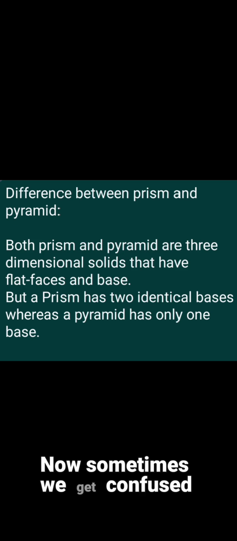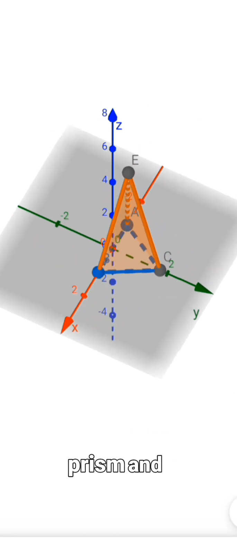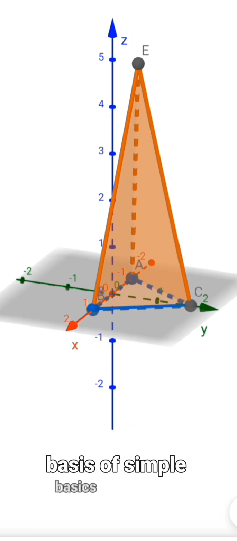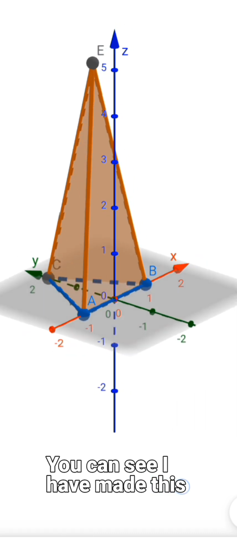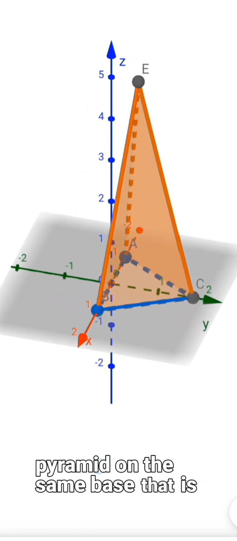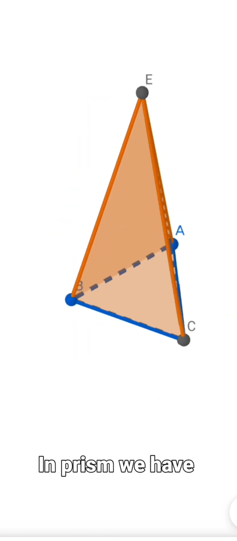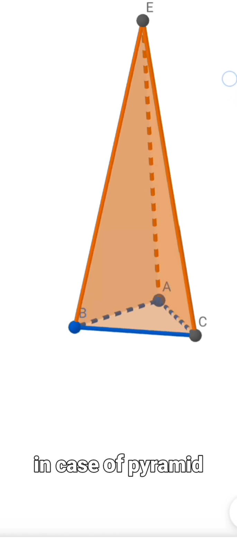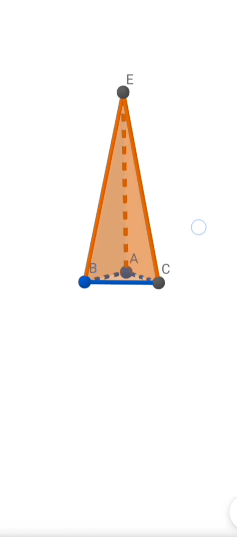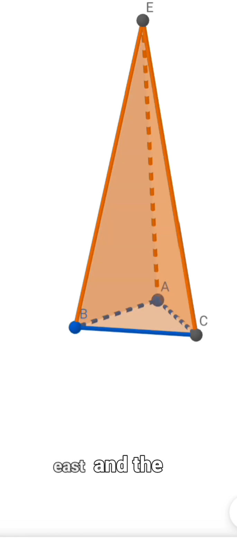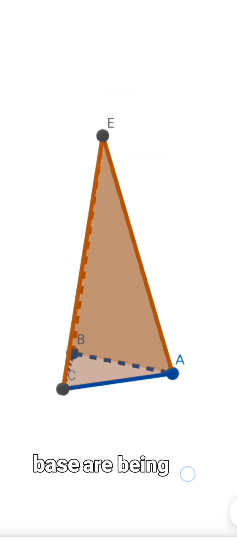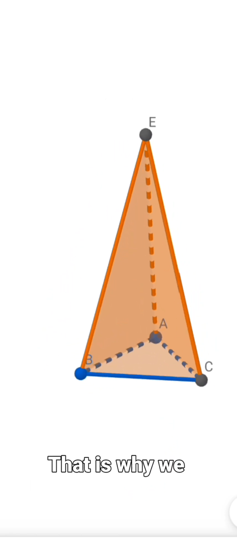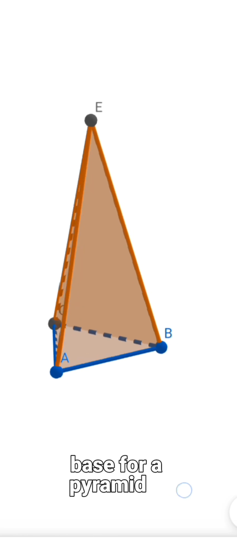Now sometimes we get confused between the structures of prism and pyramid. So let's clear the confusion on the basis of simple basics. You can see I have made this pyramid on the same base, that is a triangle. In prism we have two bases or two ends which are exactly similar, but in case of pyramid we need an apex. In this example, that apex point is E, and the vertices of the base are being joined to this apex point. That is why we have only one base for a pyramid.